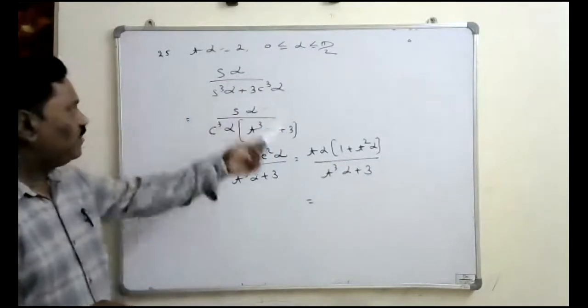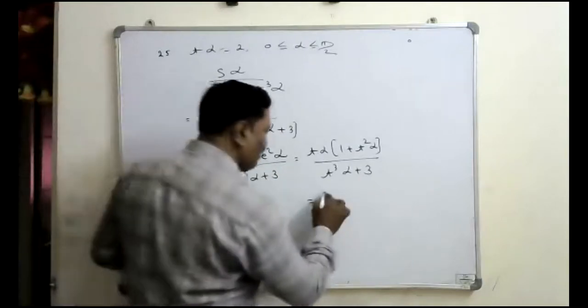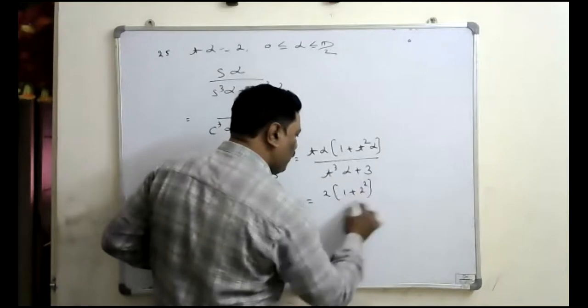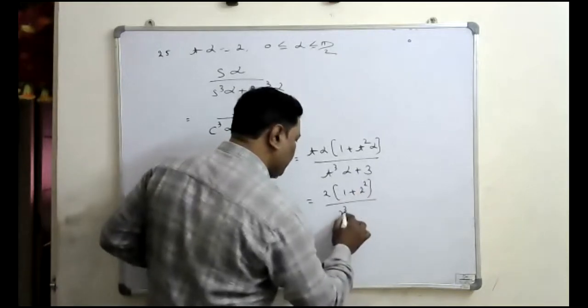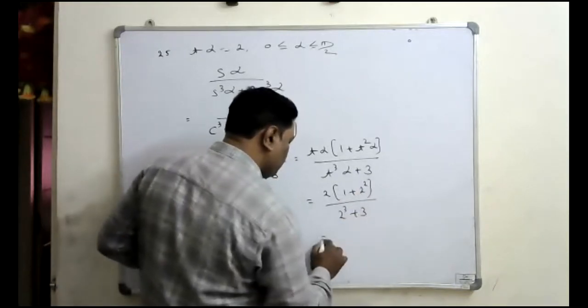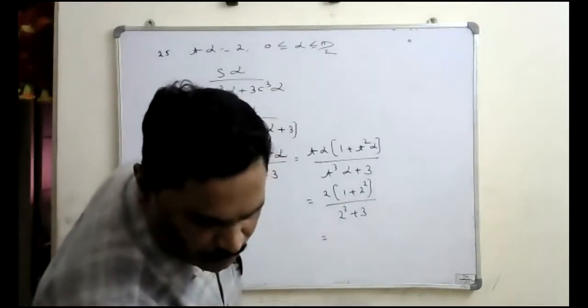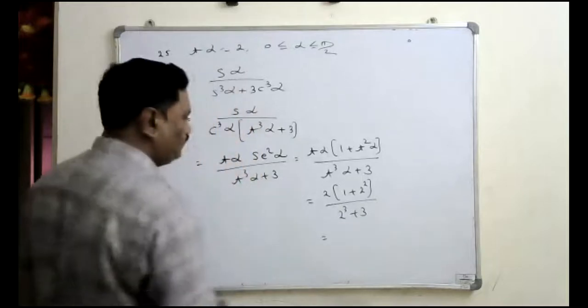Now we substitute the value of tan alpha there: 2 into (1 plus 2 square) upon (2 cube plus 3). What is the answer? 10 by 11. 10 by 11.